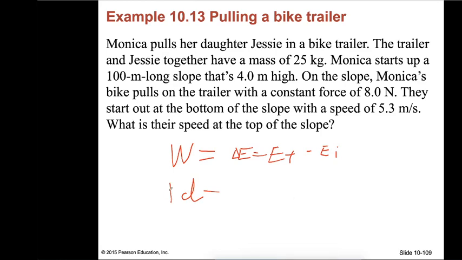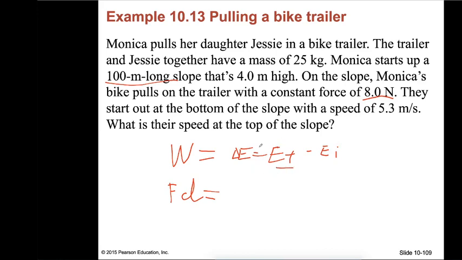So it's F times D, which is work, equals E final subtracted by E initial. So what is F? The F is 8 Newton. What is D? It's 100 long. Okay. And now let's see, what is E final?